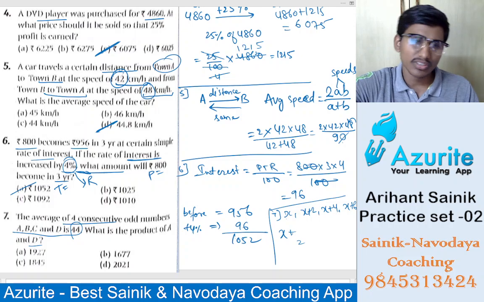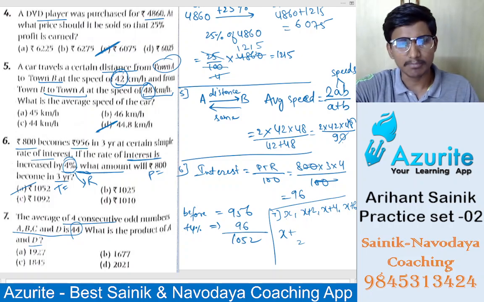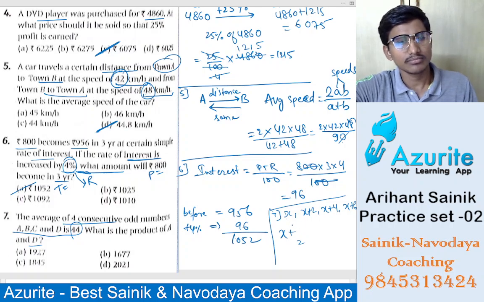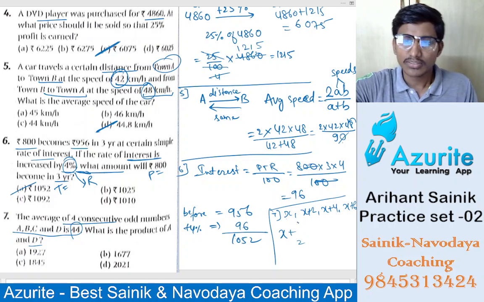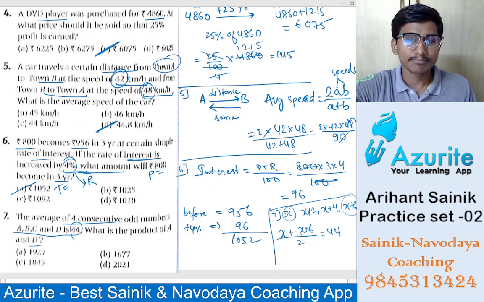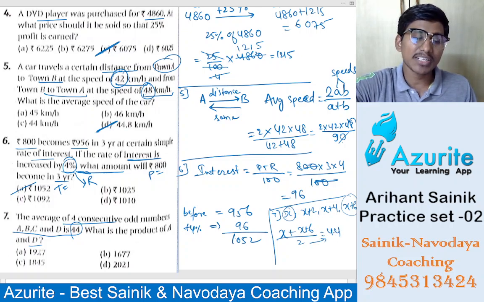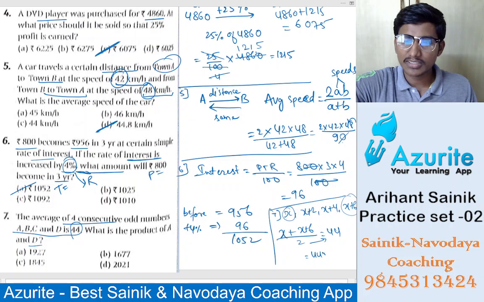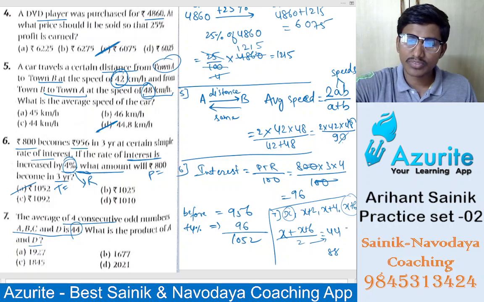Which should we do, first plus last, or should we take the sum? First plus last would be easy. First number is x, last number is x plus 6, divided by 2 is equal to the average 44. So this 2, if you take that side, it will become multiplication. So 44 into 2, it will be 88.